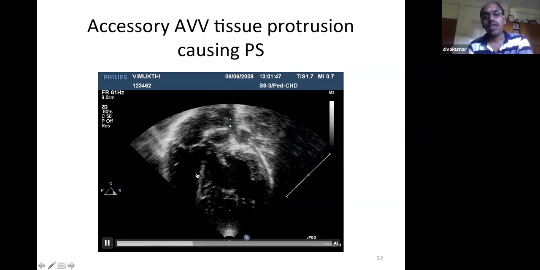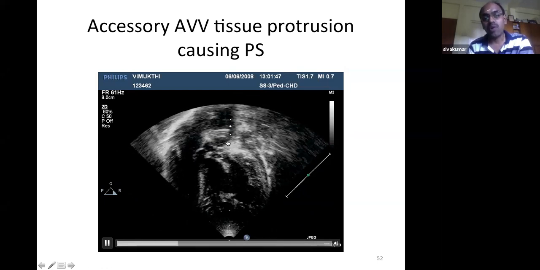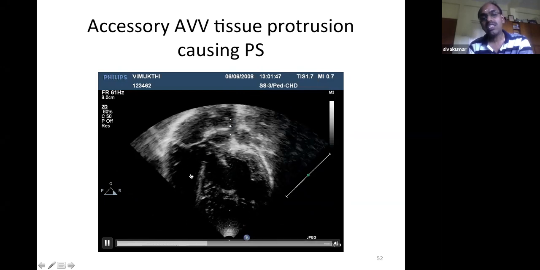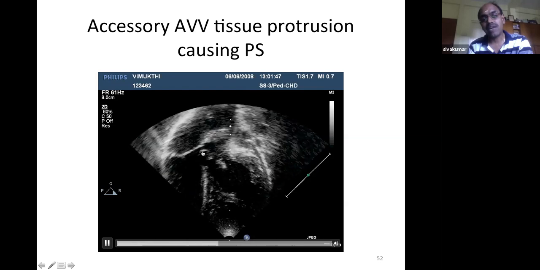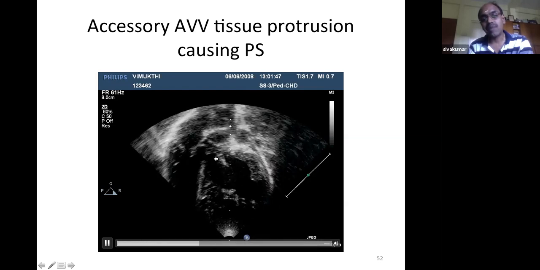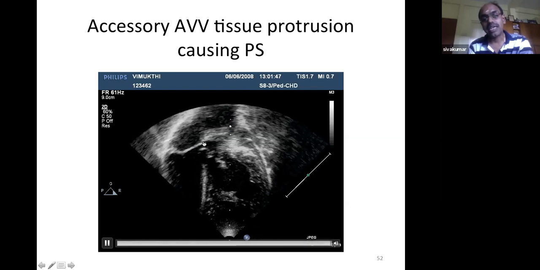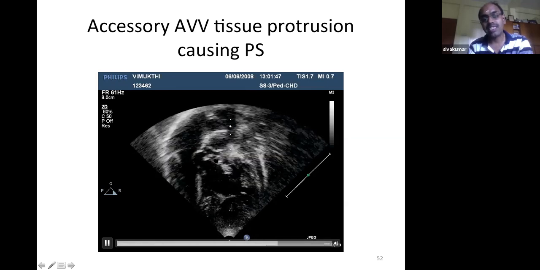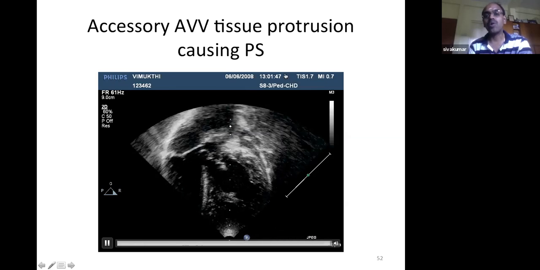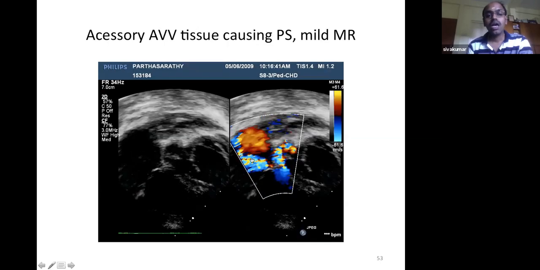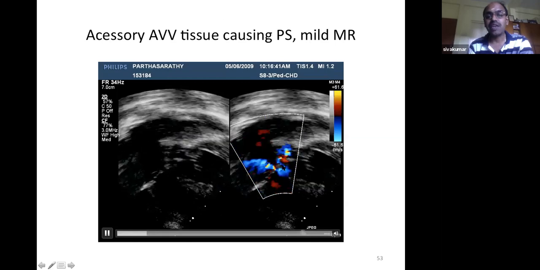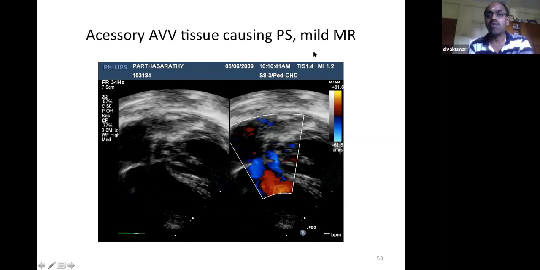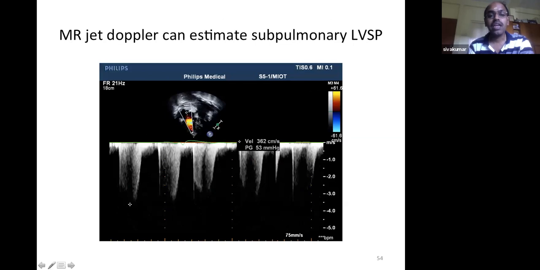Causes of left AV valve, left LVOT obstruction. This is the left ventricle and this is the pulmonary valve. You can appreciate that there is a mitral valve here and there is an accessory mitral valve tissue attached here. And this mitral valve accessory tissue is causing a subpulmonic narrowing. So here we can appreciate the same accessory AV valve tissue causing the left ventricular outflow tract obstruction, leading to moderate degrees of subpulmonary stenosis.